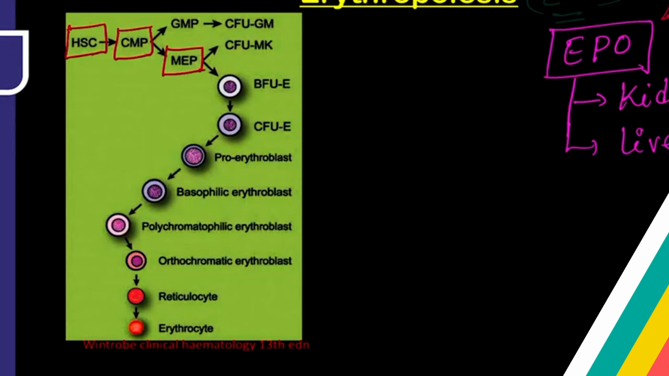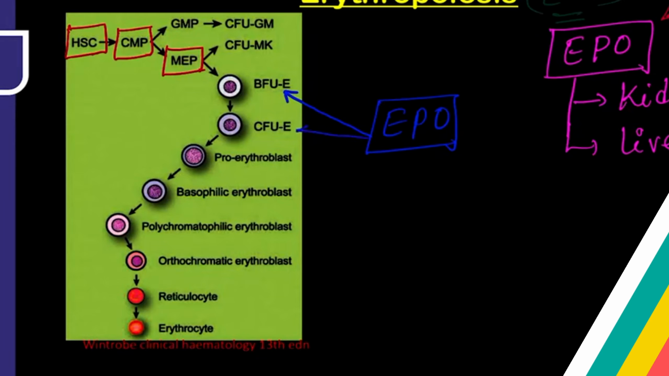Erythropoietin starts its action from burst forming unit. So this BFU, we have already told what is colony forming unit. Burst forming unit is similar to that colony forming unit, but more immature type of colonies. So that is known as burst forming unit, BFU. Erythropoietin starts its action from BFU.